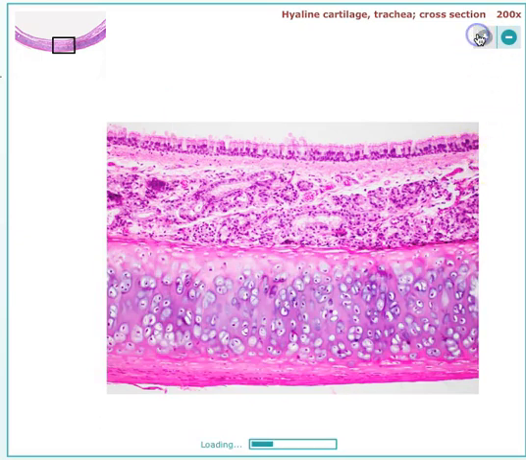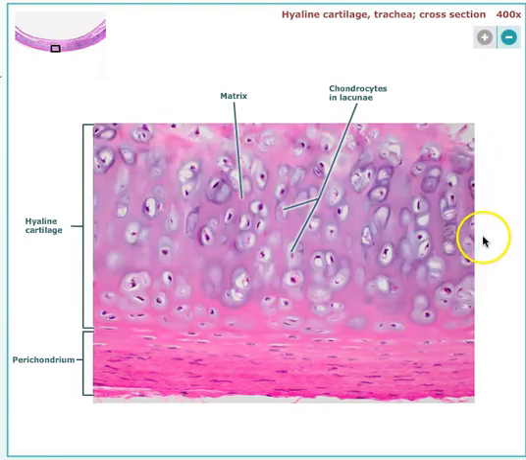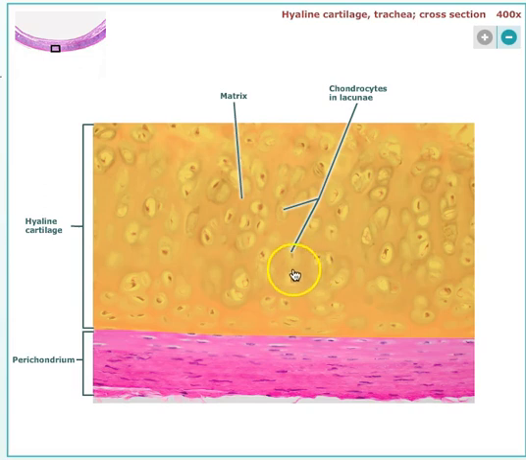We'll go even higher in magnification. This is probably what most of you see in your textbooks. So here, it looks almost like a little eyeball. And this fluid around the lacuna and chondrocyte is called the matrix.